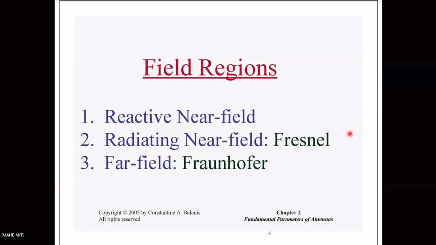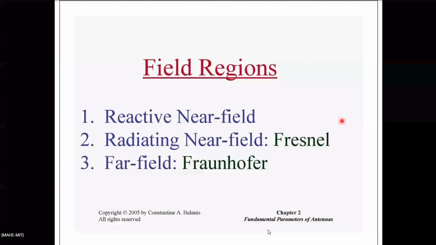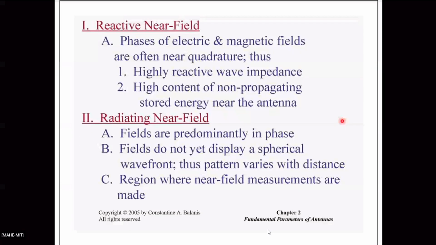So next slide. Radiating Fresnel region, for this I discussed. Reactive near field: phases of electric and magnetic fields are often near quadrature, thus high reactive wave impedance. High content of non-propagating stored energy near the antenna.